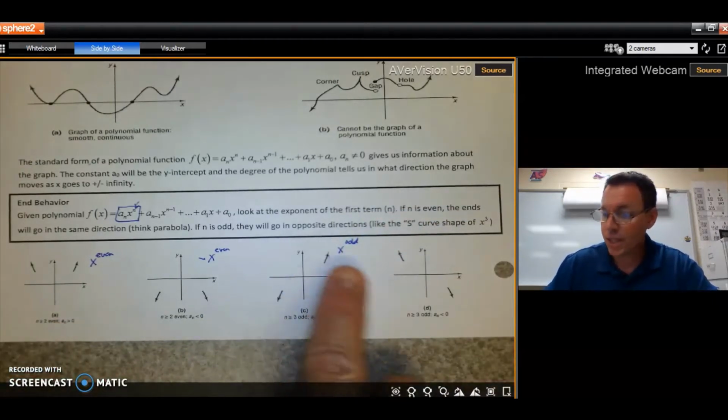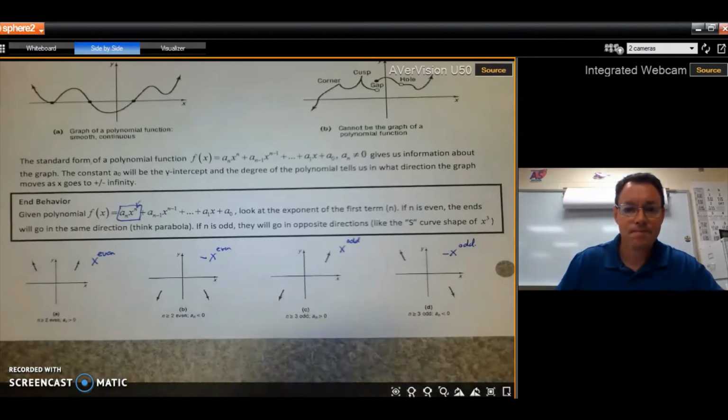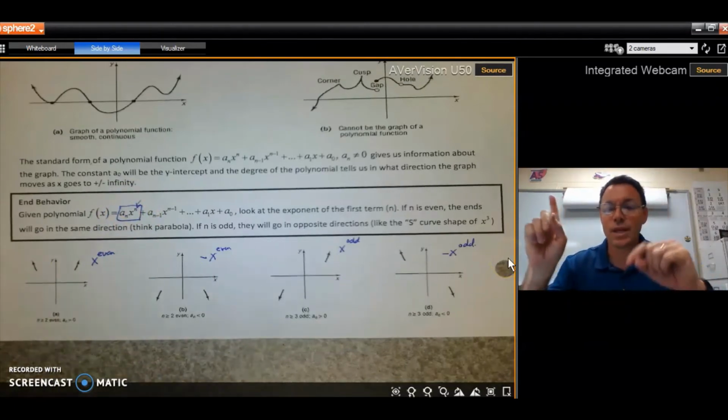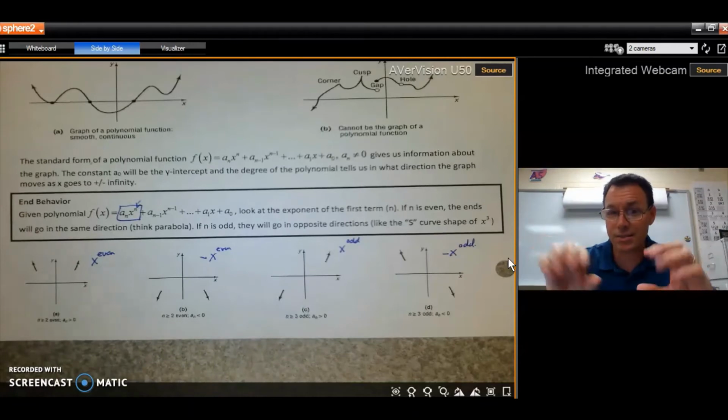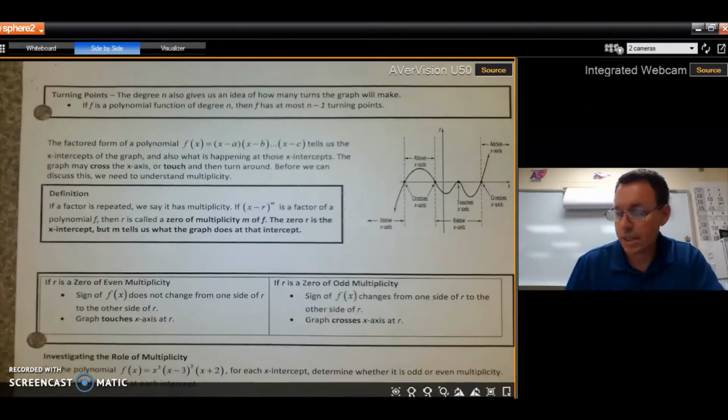Okay? And for it to get flipped, it'd be negative x to the odd power. So that's just looking at this front term, that can tell us exactly what the ends of the graph do. So we've got the ends of the graph, and we've also got our x-intercepts. We know those as well. So let's take a look at this last page.